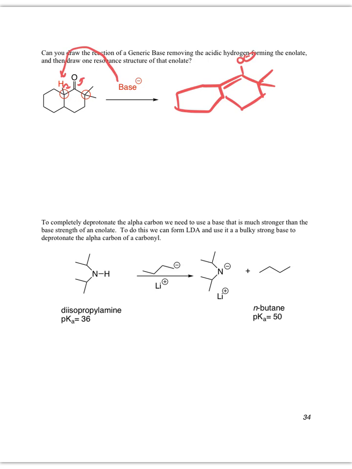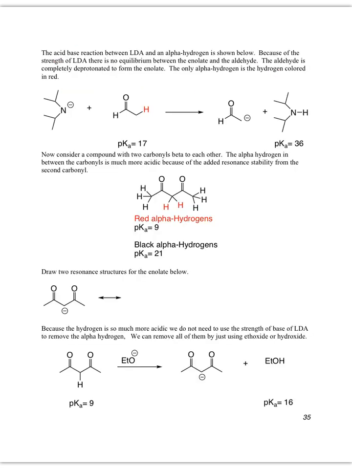So if we have an alpha carbon, we can use two types of bases on it. We can use a really strong base, LDA, lithium diisopropyl amide. It's the anion formed from diisopropyl amine, and the amine has a pKa of 36, so it's a very, very strong base. It's very bulky, so it's going to go for the hydrogen on the less substituted side of the carbonyl if there is a difference. So all that's going to happen is it's going to grab a hydrogen and form the enolate.